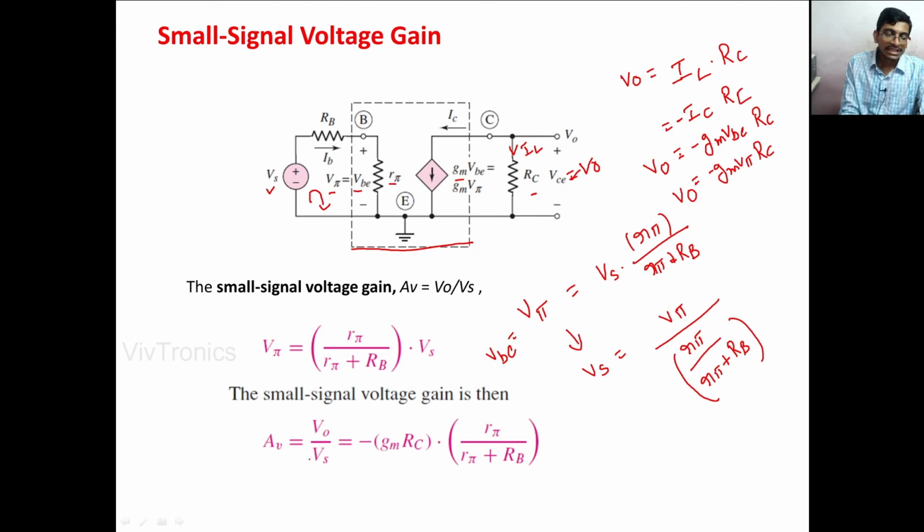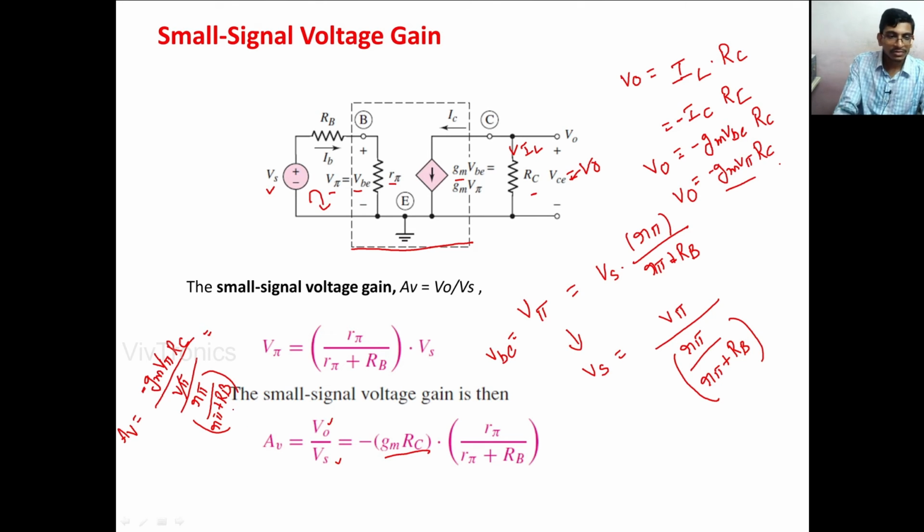Now we can get the ratio of output voltage to input voltage. Here the output voltage is minus gm V pi RC, and the input voltage Vs is equal to V pi by R pi divided by R pi plus RB. When we substitute these two values in the AV equation, we get AV equal to minus gm V pi into RC divided by V pi divided by R pi divided by R pi plus RB. Here V pi will get cancelled, therefore AV will be equal to minus gm RC into R pi divided by R pi plus RB, as the entire term goes to the numerator. That is the value of the small signal voltage gain.